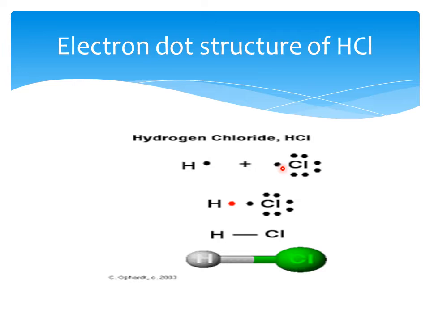Now in order to complete octet, hydrogen needs 1 electron. Then only it can complete its duplet configuration. It has only one shell, therefore it can complete the duplet configuration. And to complete octet, chlorine needs one more electron. Already it has 7 electrons. It needs one more electron to complete its octet configuration. Then chlorine also becomes stable.